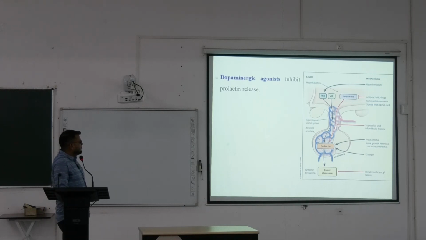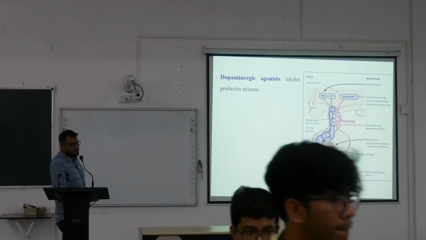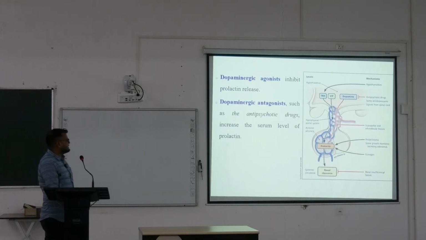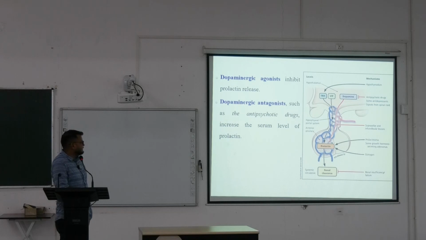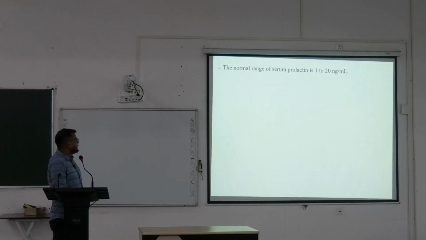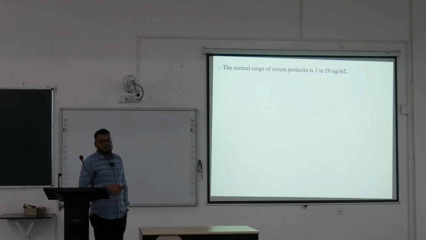So there are some dopaminergic agonists that inhibit prolactin release, because dopamine inhibits the prolactin hormone release. Dopaminergic antagonists such as the antipsychotic drugs increase the serum level of prolactin. Hyperprolactinemia has been traditionally treated by the dopaminergic agonist bromocriptine. The normal range of serum prolactin is 1 to 20 nanogram per ml.